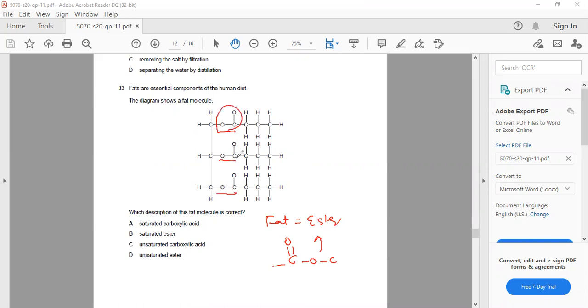Apart from carbon-oxygen bonds, there are three carbon-oxygen bonds. It does not mean it is unsaturated. All the other carbon-carbon bonds are single. It means it is a saturated ester, not unsaturated. So A and C are 100% wrong. This is not carboxylic acid. They are esters, because COOC, COOC, COOC, ester. Why is it saturated? Because the carbon-carbon double bond is not there. A carbon-oxygen double bond does not mean it is unsaturated. Okay, it is an ester and it does not have a carbon-carbon double bond. It means it is saturated.